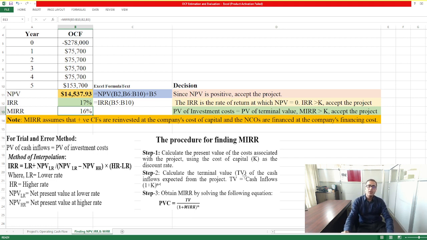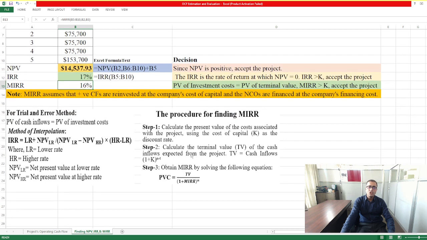Okay. Now what about the MIRR manually? When you are asked to do so, first find the present value of your cost of investment, then find the present value of the terminal value. Terminal value is the cash inflow compounded: (1 plus K), where K is the cost of capital, to the power n minus t. For each year you could find it, like for year 0 it is 5 minus 0, for year 1 it is 5 minus 1. This way you could find it. Now finally, the present value of the cost equals the terminal value divided by (1 plus MIRR) to the power n, where n is 5. If you solve, then you could find the MIRR.